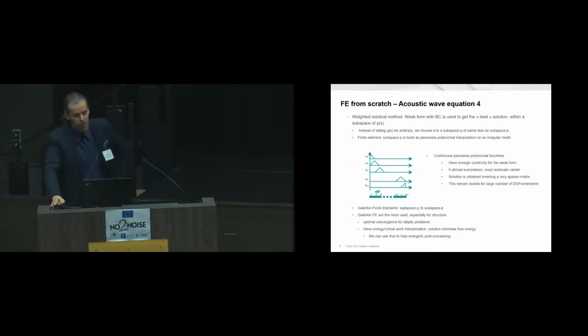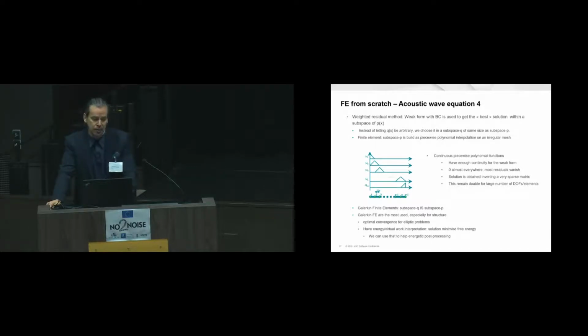Okay, still I don't have a numerical approach because I have to discretize now my fields to have a finite set of possibilities instead of finding the solution in an infinite set of functions. So the idea is to use, for finite elements at least, piecewise polynomial functions for approximating the pressure field or any field you want to approximate. It has enough continuity for the weak form, but it's also zero almost everywhere except in a very narrow range around its one value. So most of the residuals will vanish. And because of that, the solution is obtained by inverting a very sparse linear system. And it remains doable for a very large number of degrees of freedom.